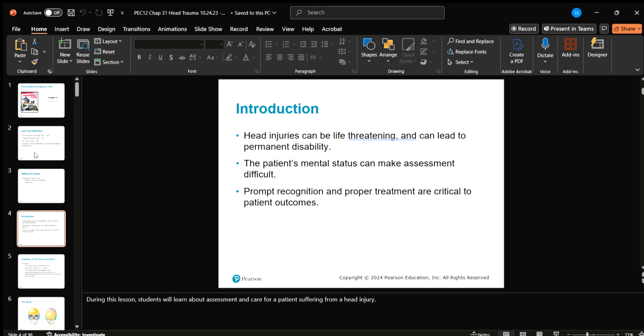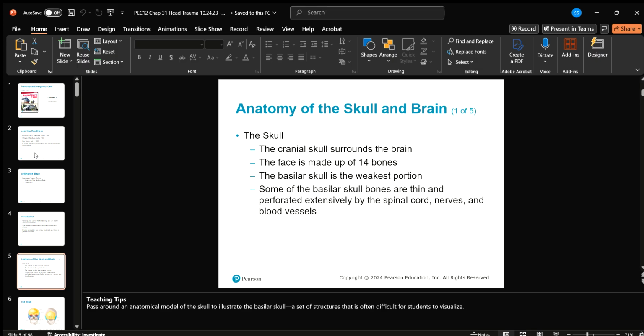The patient's mental status can make assessment difficult. So if they're altered, it may be more difficult to get a definitive, like, hey, what is wrong with you, or what happened to you. So determining an MOI may be difficult, and we may have to use context clues of the scene to figure out what happened and what went down.